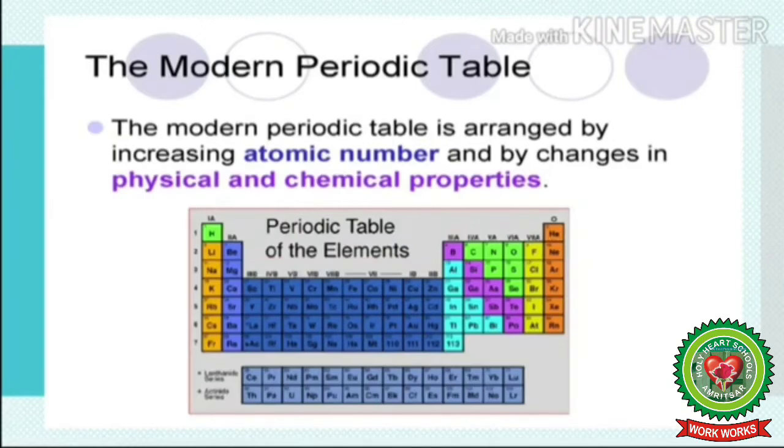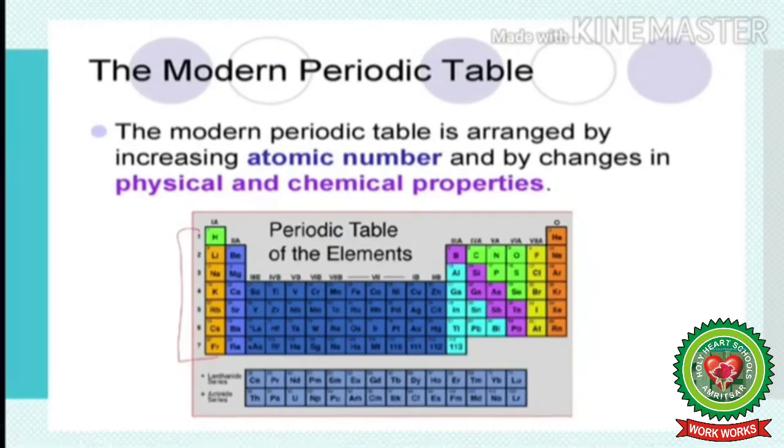Moving to periods, the 7 horizontal rows are known as periods. The number of shells present in an atom of an element represents its period number. For example, hydrogen has one electron in its valence shell, so it belongs to period 1. Similarly, lithium has 2 electrons in its valence shell, so it belongs to period 2.